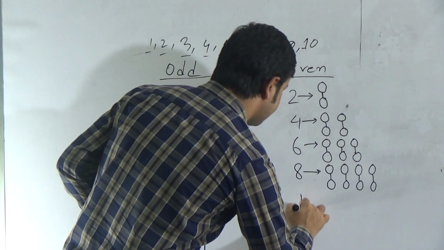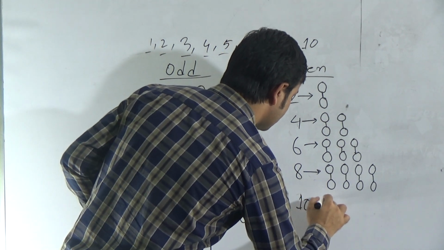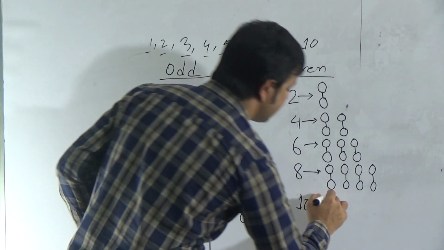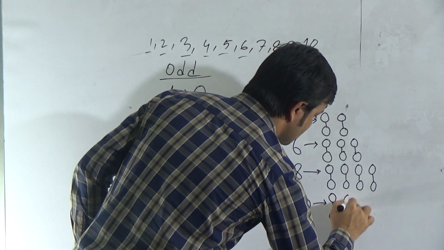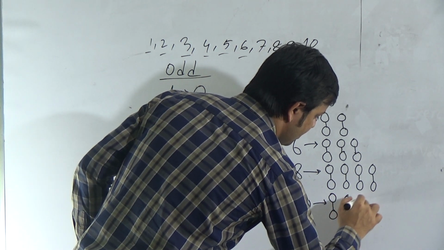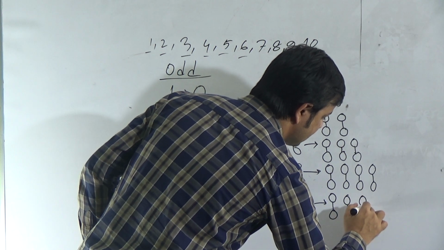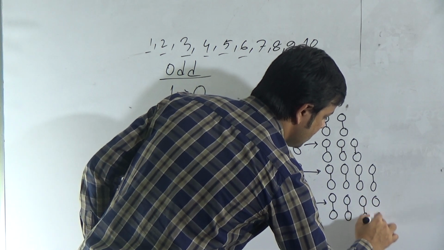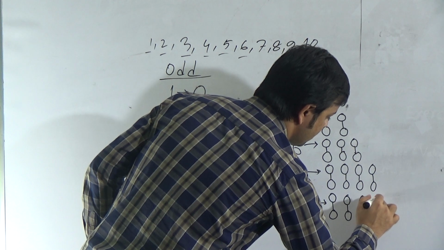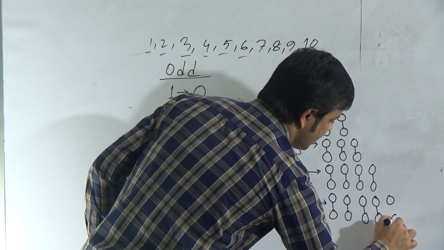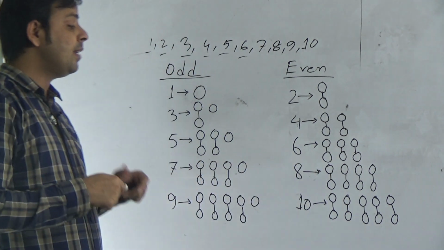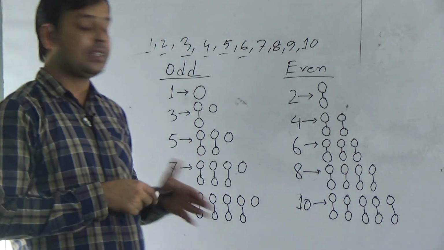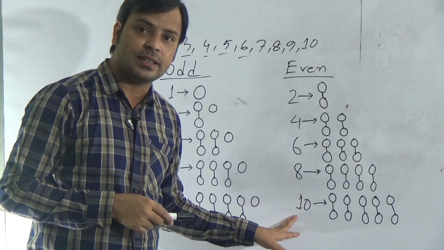Now 10. We can express 10 as pairs of balls: 1, 2, 3, 4, 5, 6, 7, 8, 9, 10. So 5 pairs here. It means that we can express 10 as pairs of balls. It means that the number 10 is even.